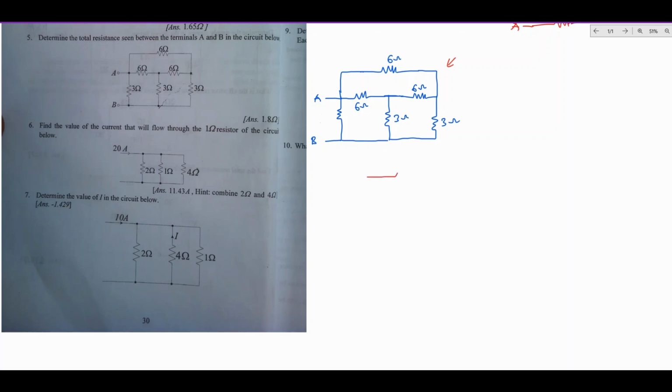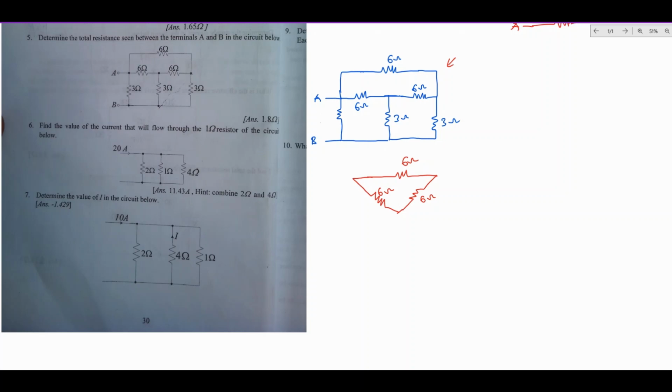So I start with the 6 ohms resistor at the top here. And then from the 6 ohms, we're going to have another 6 ohms here. We're going to have another 6 ohms here, and then we're going to have another 6 ohms here. We're going to have another 6 ohms here.